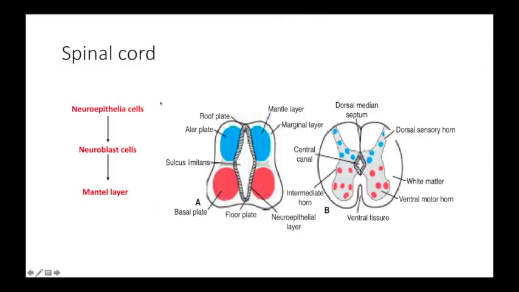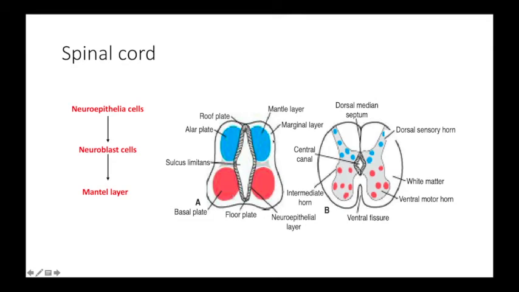So once the neural tube is completely closed, the neuroepithelial cells begin to give rise to another cell type, the primitive nerve cells, or the neuroblast cells. They form the mantle layer in a zone around the neuroepithelial cells. The mantle layer forms the gray matter of the spinal cord.